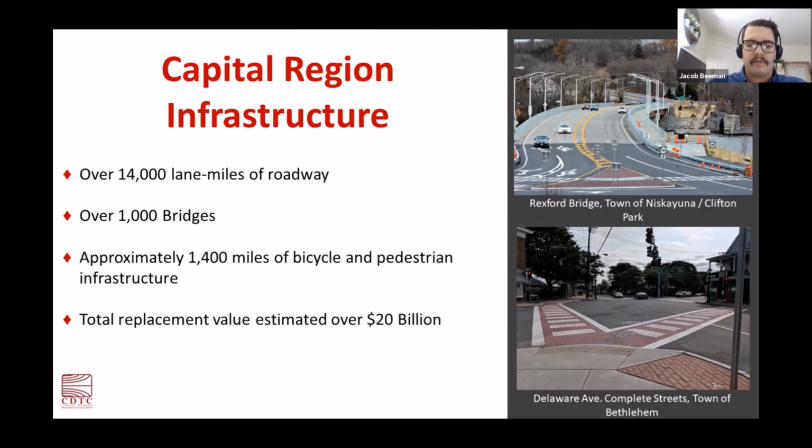And when I'm talking about infrastructure, I'm predominantly going to be talking about roads, bridges, and I think we get into sidewalks and trails and bike lanes as well. So overall, I just want to give you an idea of the scope of the infrastructure in the region: 14,000 lane miles of roads, over 1,000 bridges, about 1,400 miles of bike and pedestrian infrastructure, and a total replacement value of over $20 billion. So next slide, Jen.